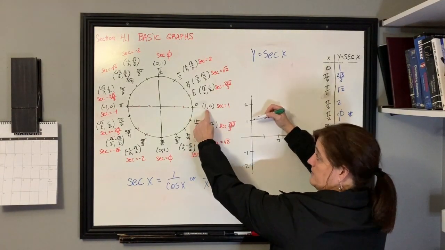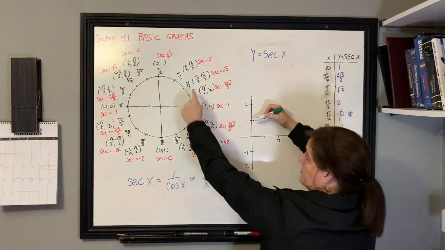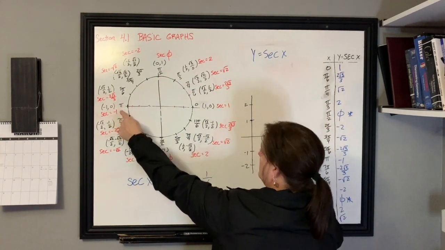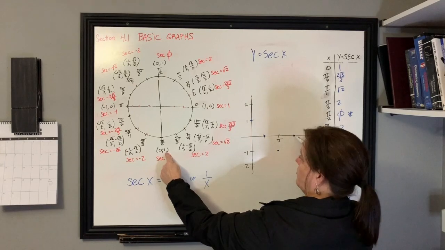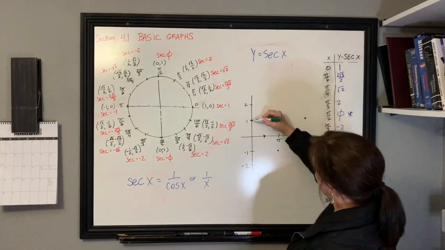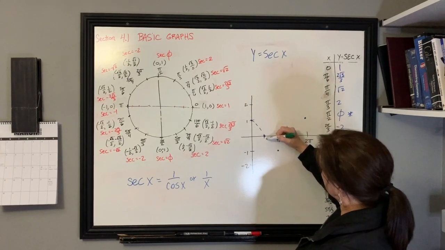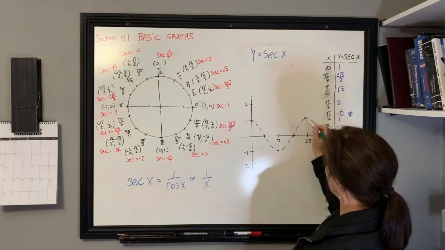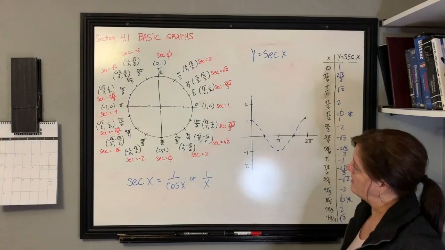Cosine at 0 is the x coordinate 1. At pi halves, 0. At pi, negative 1. 0 at 3 pi halves, and back to 1 where it started at 2 pi. So again, I'm going to use a little broken graph just so we know that that's not really part of the secant graph, but it helps me locate the things I need.